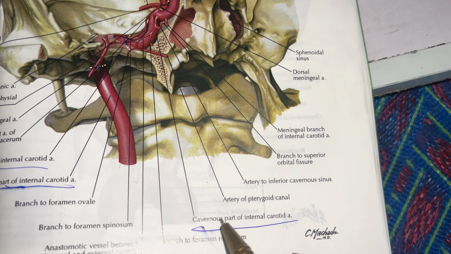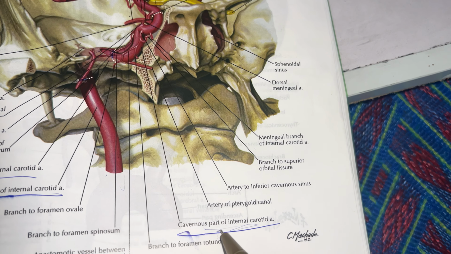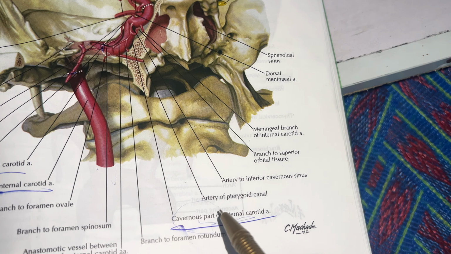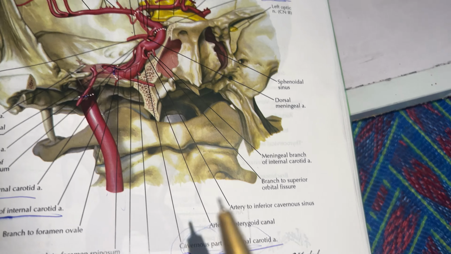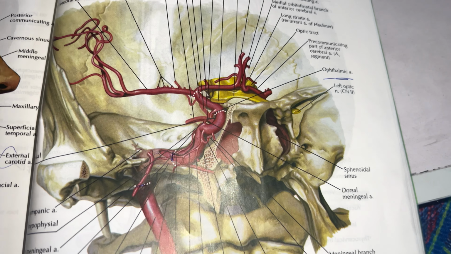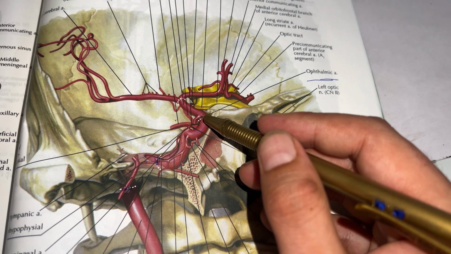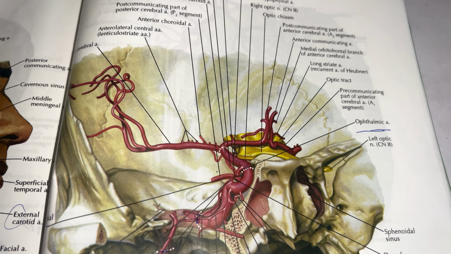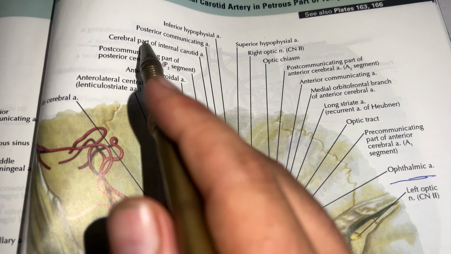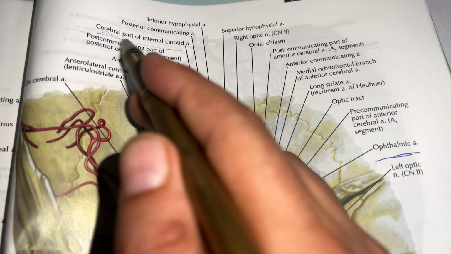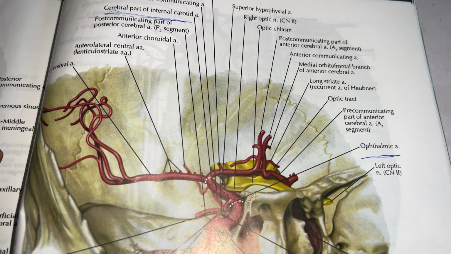The cavernous part of the internal carotid artery. Then above the cavernous sinus there is the fourth part, which is the cerebral part of the internal carotid artery, or we can say the supracavernous part. The last one is the cerebral part of the internal carotid artery.